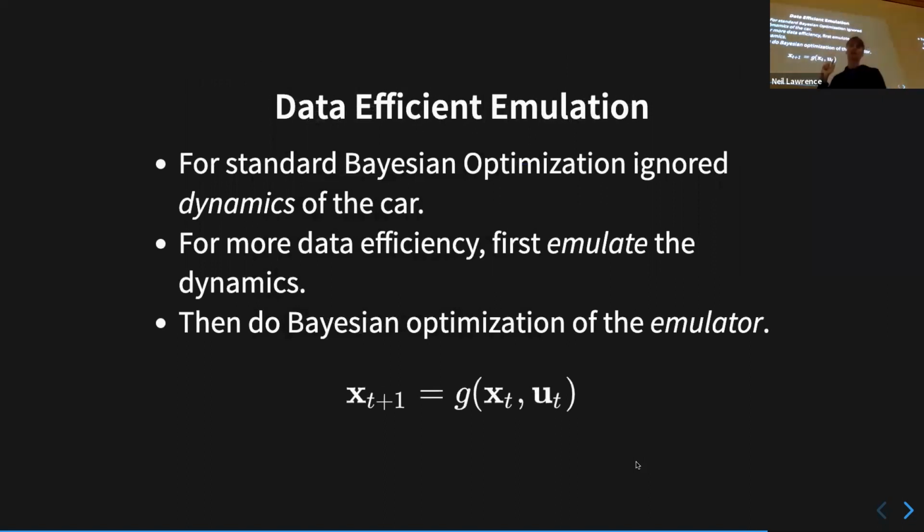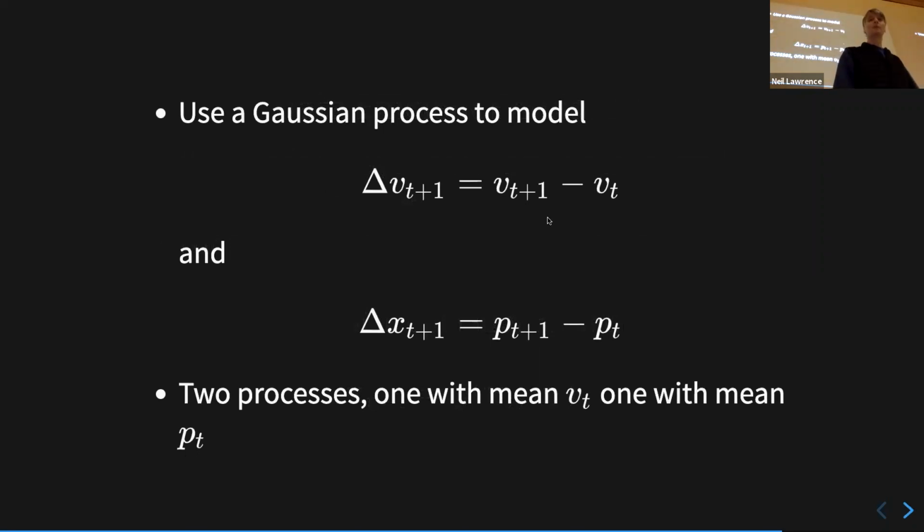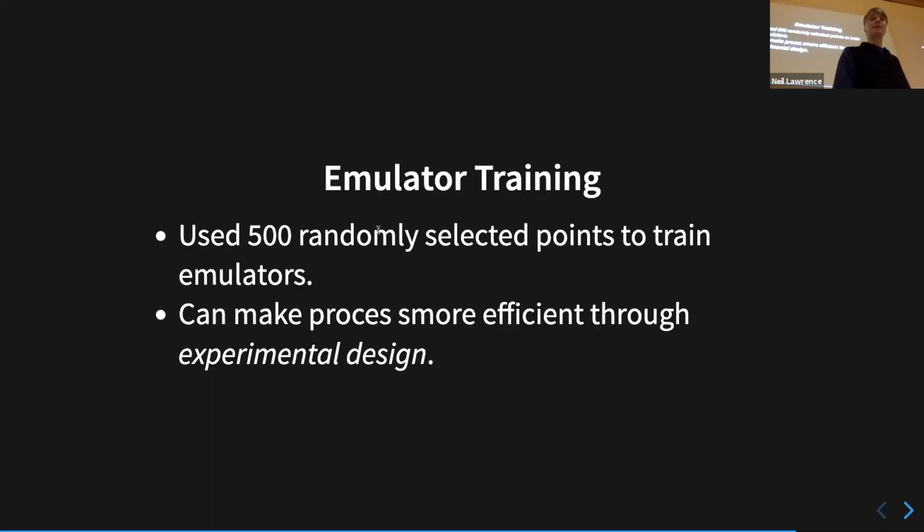But then, what we're going to do is that the standard Bayesian optimization was just a loop around the whole thing and ignored the underlying dynamics of the car. And what we can do for more data efficiency, so we're not running that dynamics as much, is emulate the dynamics of the car. So we can do experimental design, fit a Gaussian process to the dynamics of the car. Now, in this case, the dynamics of the car are really simple and fast. But if they were really complex, like a Formula One car or something like that, then this would be worth doing. So this next example is using a Gaussian process to model the changes in velocity and position, and training an emulator with 500 randomly selected points.